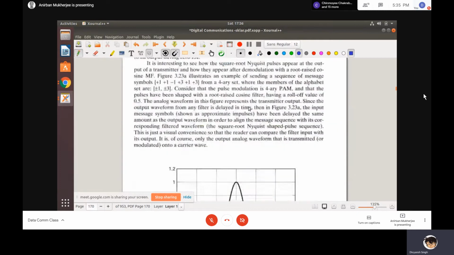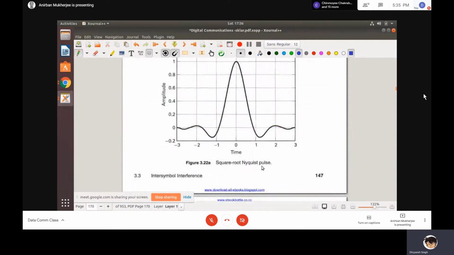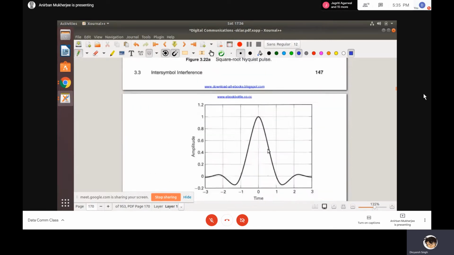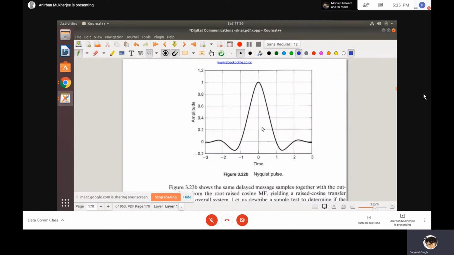Now this is the square root Nyquist pulse, and this is the Nyquist pulse. This is a normal Nyquist pulse. And what is my spectrum? The spectrum was something like this.